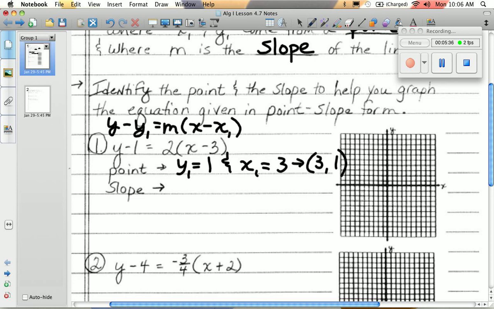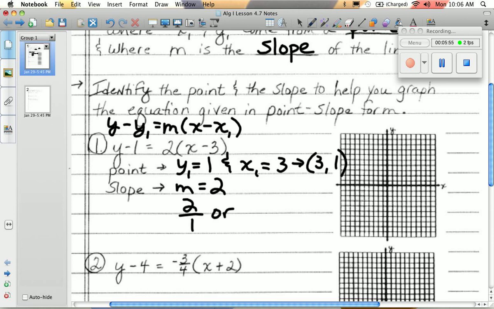What's the slope of this line? 2. Our slope is actually 2. M equals 2. Well, let's make that into rise over run. What can we make 2? 2 over 1. Or what's another?